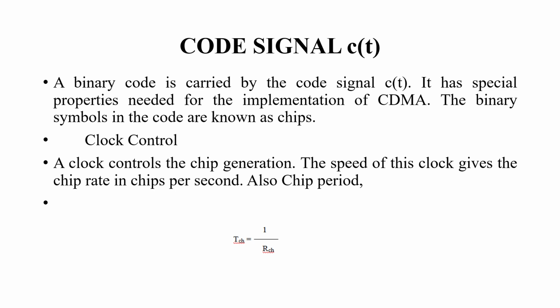The code signal C(t) has special properties needed for the implementation of CDMA. The binary symbols of the code are known as chips, and the clock controls the chip generation. The speed of this clock gives the chip rate in chips per second. The chip rate is given as 1 by R_CH.